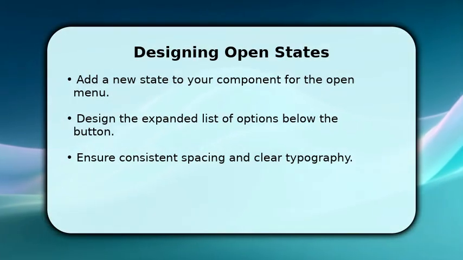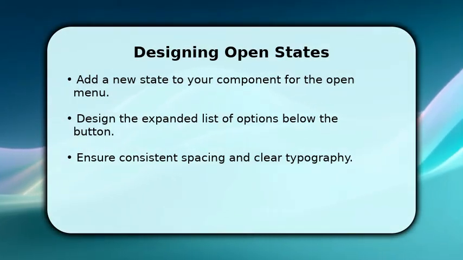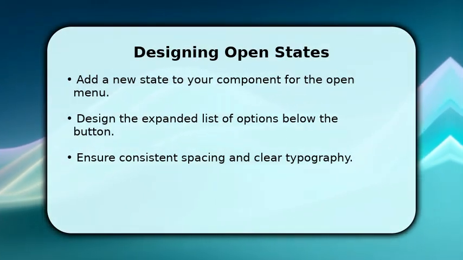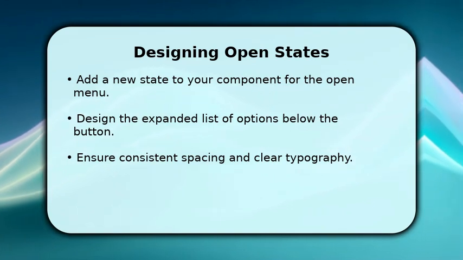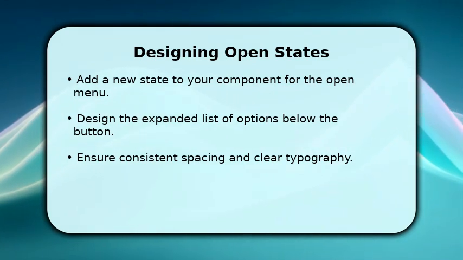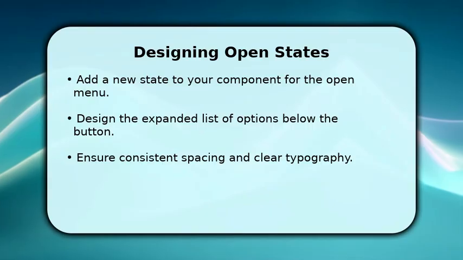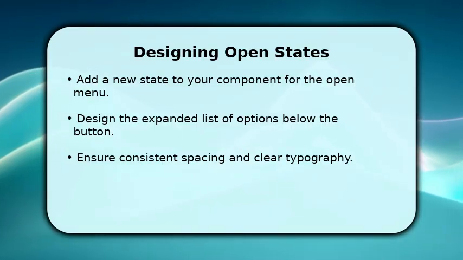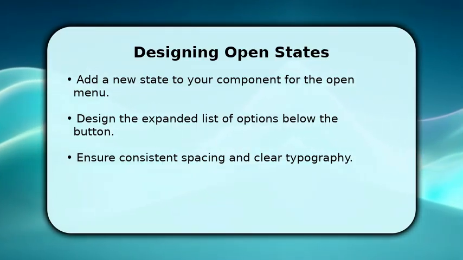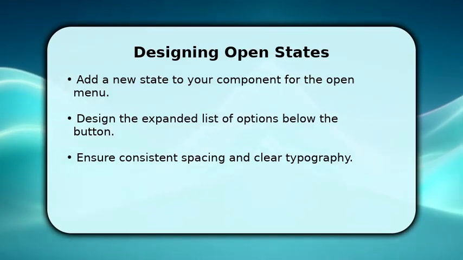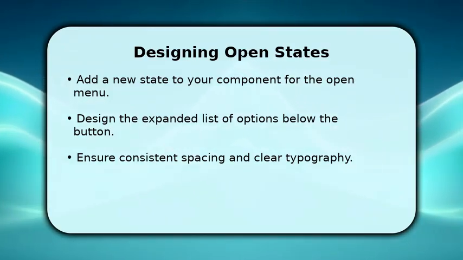Next, we'll design the open state of our drop-down. Select your component and add a new state, naming it Open. In this new state, expand your button to reveal the list of menu items. Arrange these items vertically, ensuring a consistent padding of about 8 to 10 pixels between each. Use clear, readable fonts for all your options to enhance user experience.